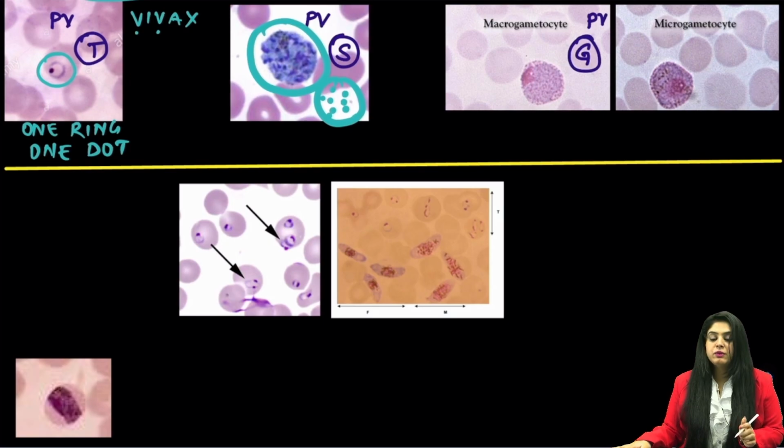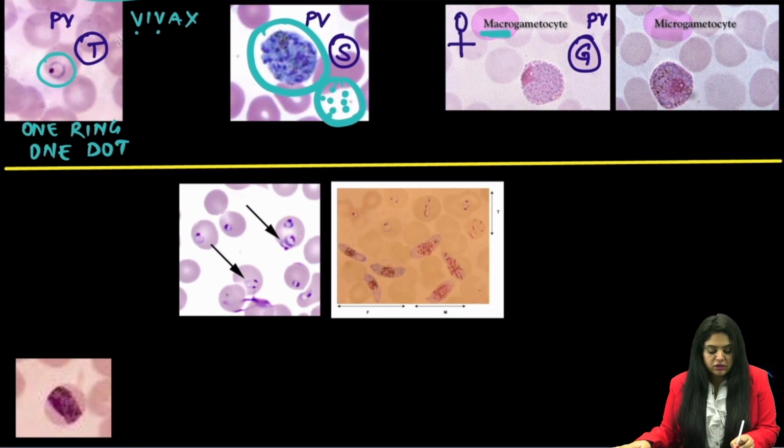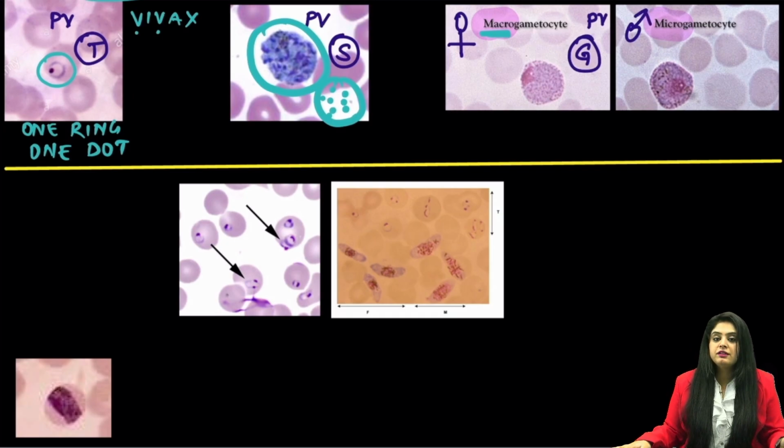Now we come to the next one, that is gametocyte. We have a macrogametocyte and a microgametocyte. So macro and micro, which is the female? Females always get more importance. You have to give more importance to the female. So remember that macrogametocyte is female and microgametocyte is the male.